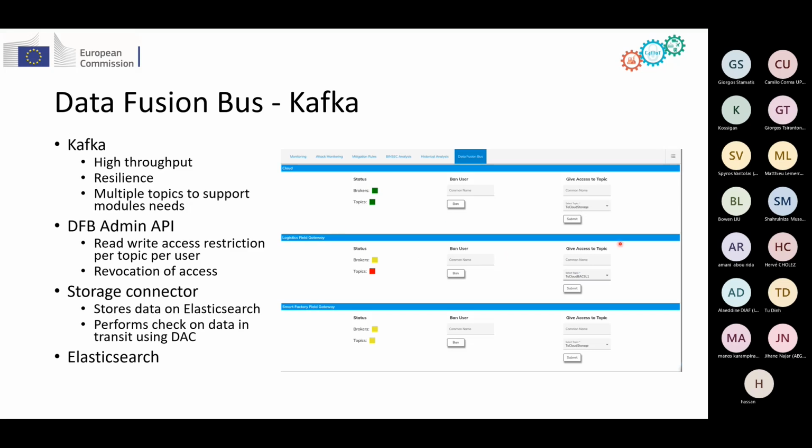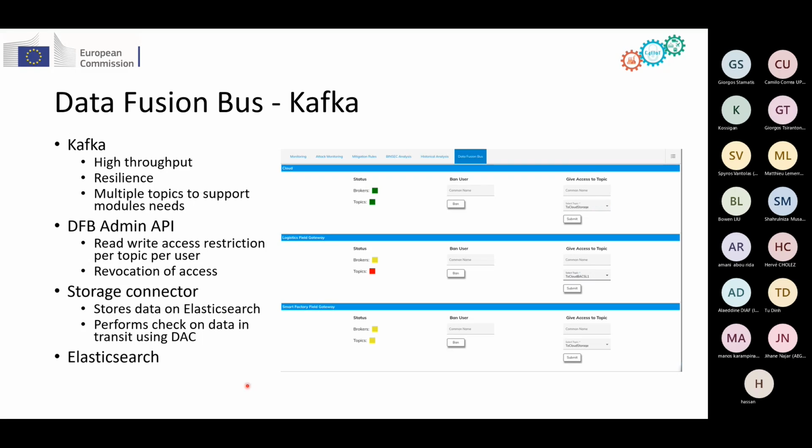So, for example, for the cloud installation of DFB here, there is some information received by this REST API about the health of the broker and the topics, and the user can also ban previous access of a specific CN using this functionality here, and can also add a new user using this functionality by giving it access to specific topics.